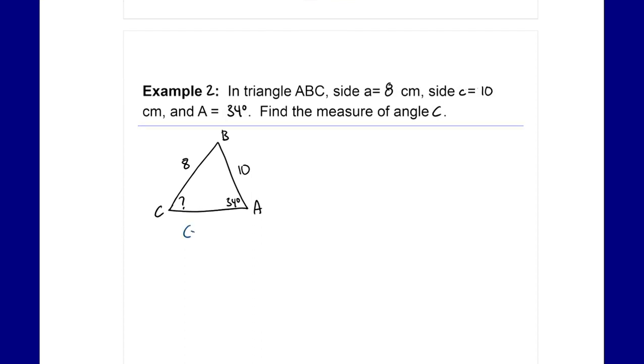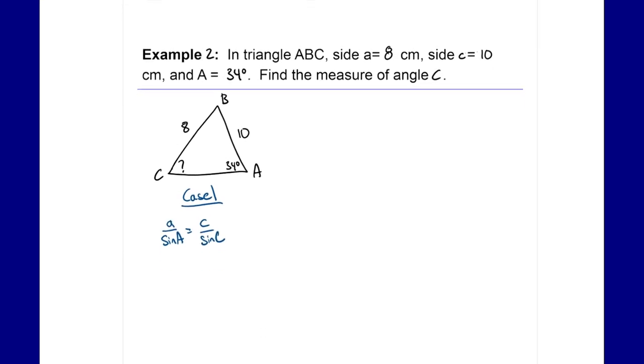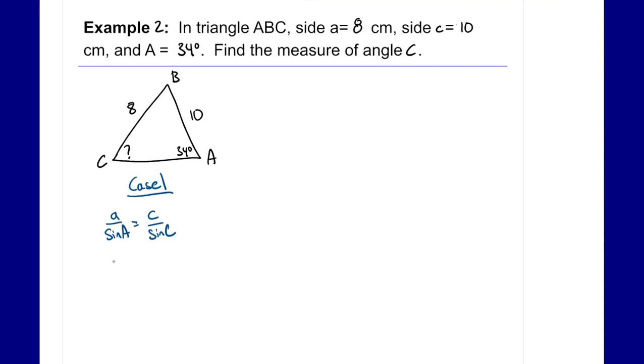So again, I'm going to look at two different cases. Case 1, right? Because I have two sides and the angle opposite of one of those sides, I'm going to assume that I have the ambiguous case. So I'm going to look for angle C. I have A over sine A equals C over sine C. I'm going to plug in my values. So side A is 8 divided by sine of 34 is equal to 10 over sine C.